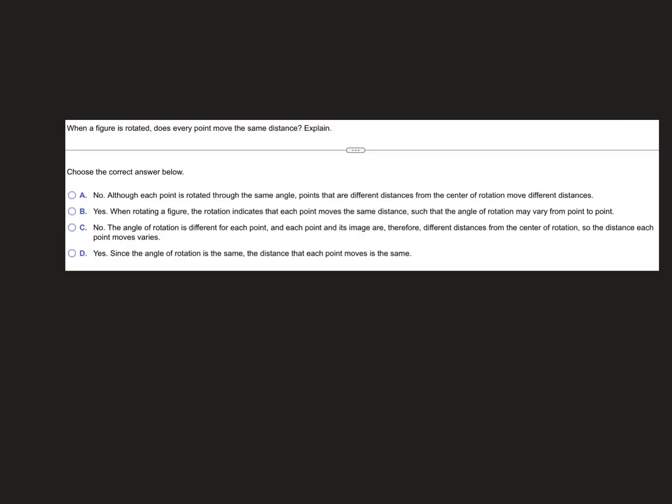Okay, so the important part here is to remember that the distances are different, but the angle of rotation is actually the same. So this one does not work. When I'm rotating a figure, every point doesn't move the same distance. It moves the same angle of rotation. So this is an A.